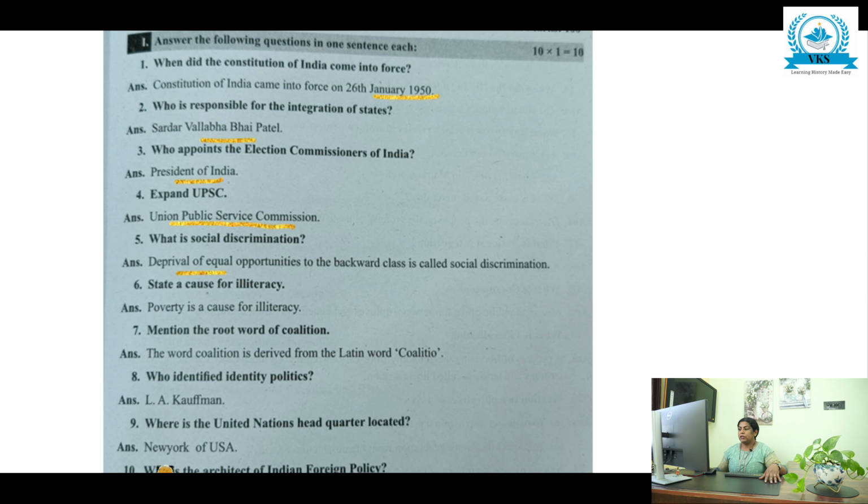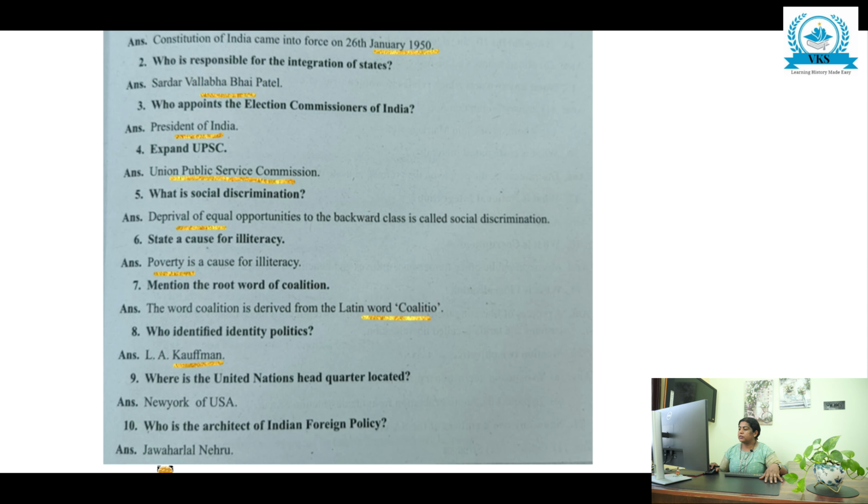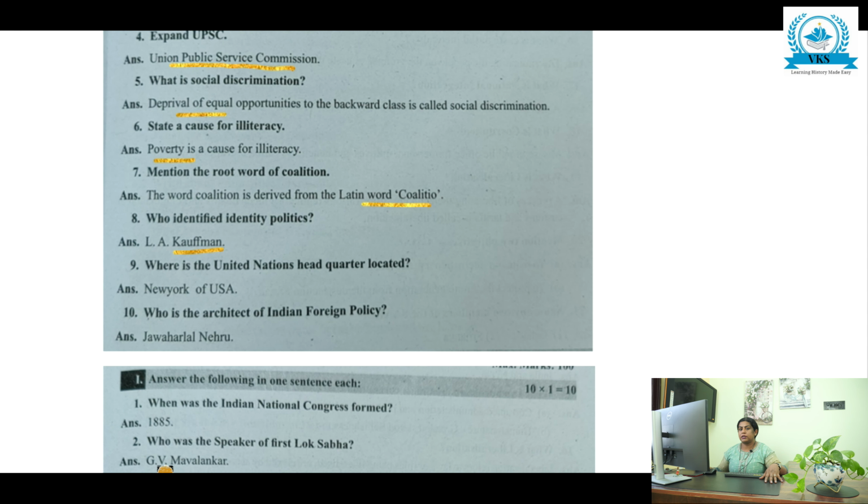State a cause for illiteracy. Poverty is one of the causes for illiteracy. Mention the root word of coalition, that is, it is derived from Latin word coalitio. Who identified identity politics? L.A. Kaufman. Where is United Nations headquarters located? Important question, New York, USA.